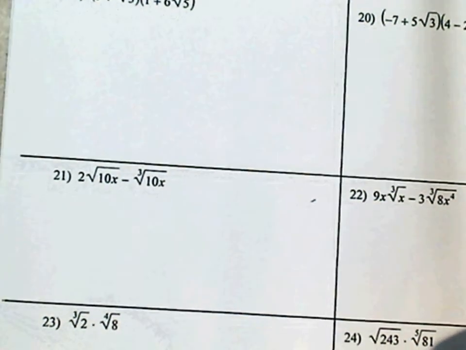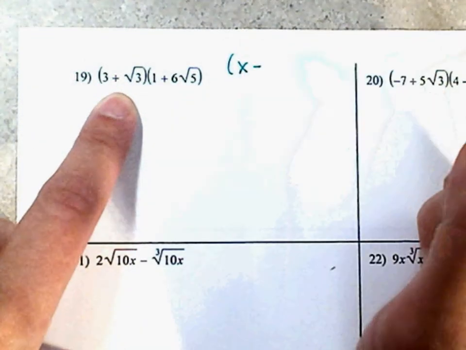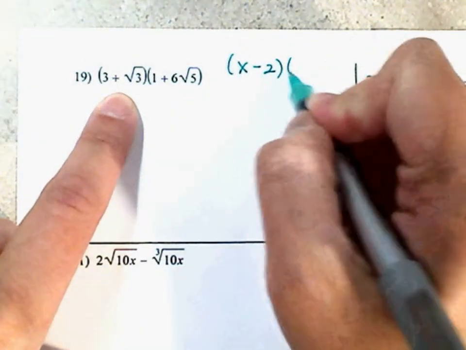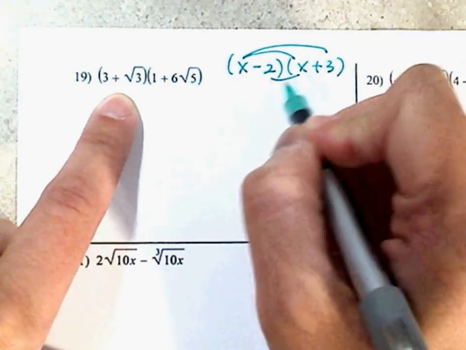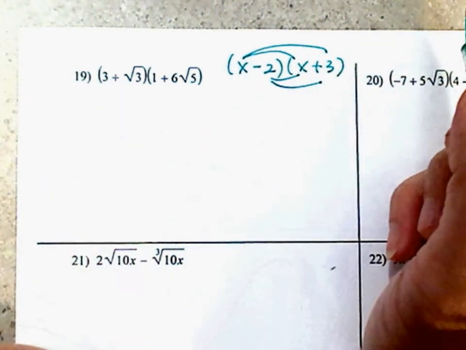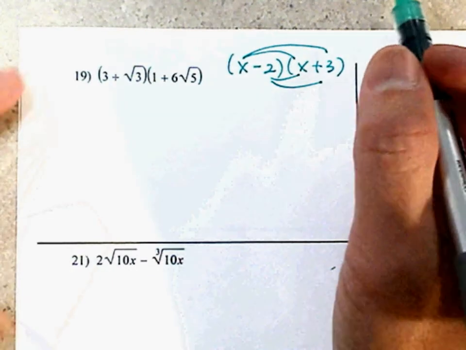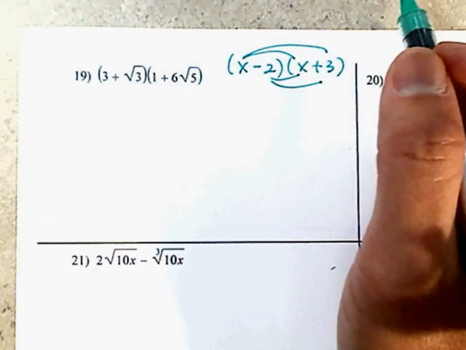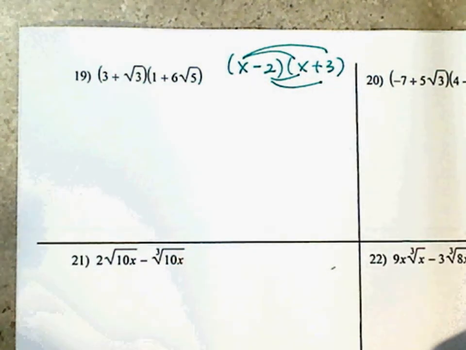All right, on number 19, if you take a look, you guys have done something like this before. X minus 2, x plus 3. What you guys would do is you would distribute, which is multiplication, and then you would simplify. In this case, it's the same context, okay? I'm going to show you the step by step, and then we'll simplify later. You can skip the step by step if you need to.